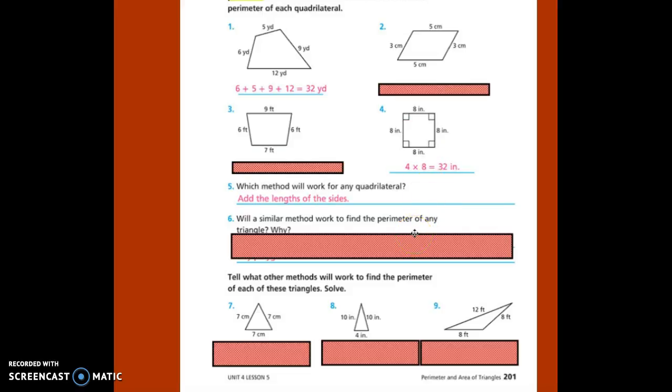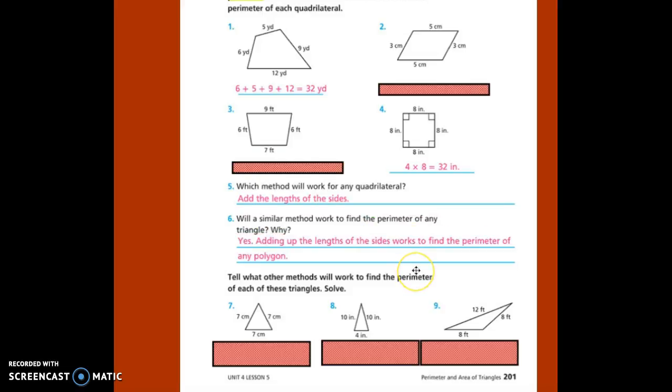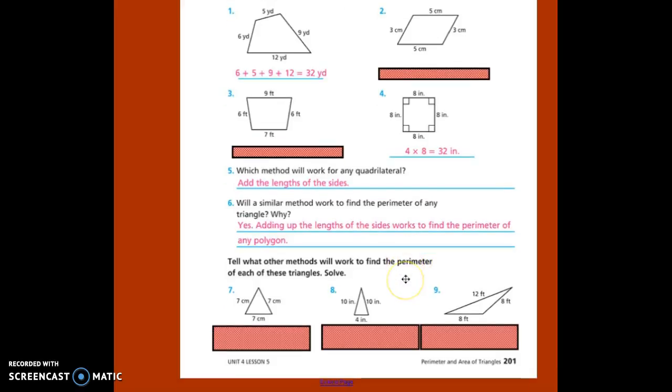Now, the question is, will this work the same for triangles? And the answer is yes. We can use this technique for any polygon, and a triangle is considered a polygon. So let's try it. Here's a triangle down here. Each of the sides are 7 centimeters long. So just like with the quadrilaterals, I can either add it as 7 plus 7 plus 7, or I can say 7 times 3. When I do that, I get the perimeter of 21 centimeters.